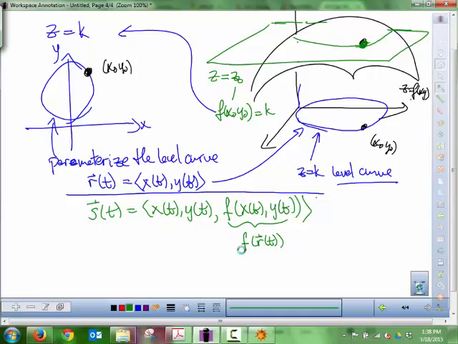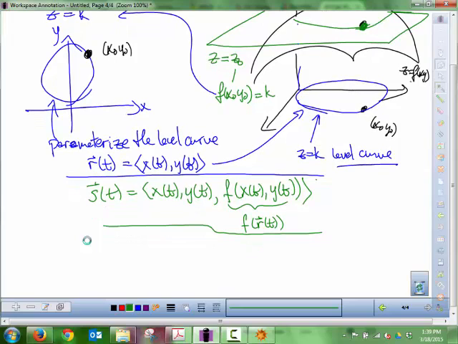I'm kind of interested in taking the derivative for some reason. Let's take the derivative. So let's take s prime of t and see what happens. Okay, the first two components are kind of boring. I'll just take the derivative of that. Now I need to take the derivative of f of r of t.